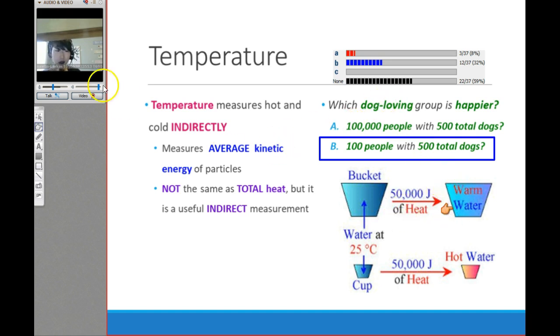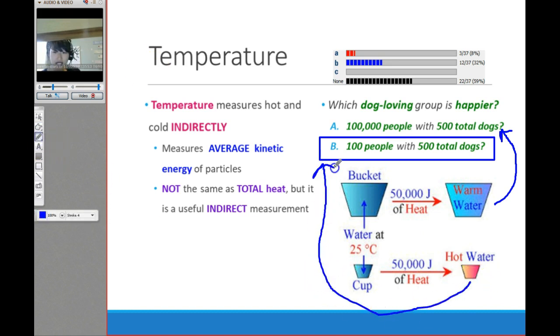So for a big bucket of water that gets 50,000 joules, it's only going to feel like warm water, right? In the same way that our big population here is not going to be very happy, because they don't get a lot of dogs for each person. Or in this case, they don't get a lot of heat for each molecule. Whereas down here, if you have a really small cup of water and you add 50,000 joules of heat, it's going to feel super hot, just like our happy population here, because they get lots of dogs per person, or in this case, they get lots of heat per molecule. Smiley faces if that makes sense.